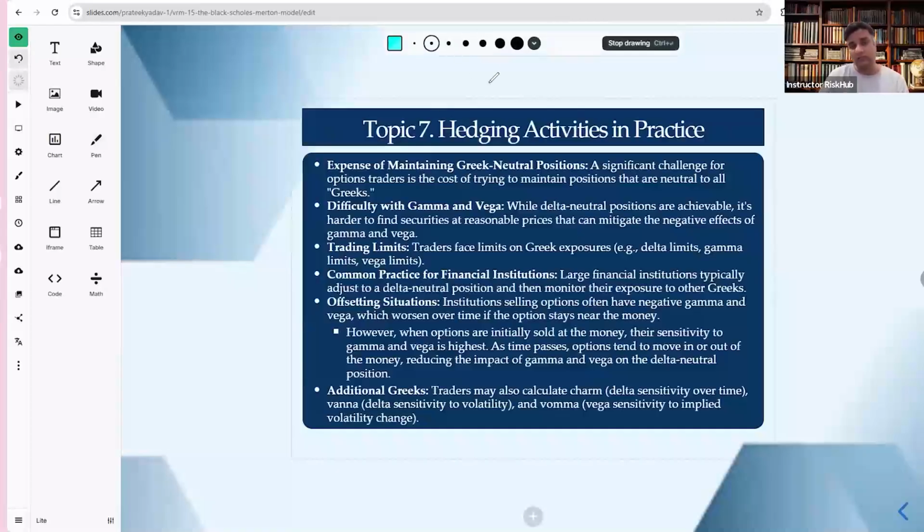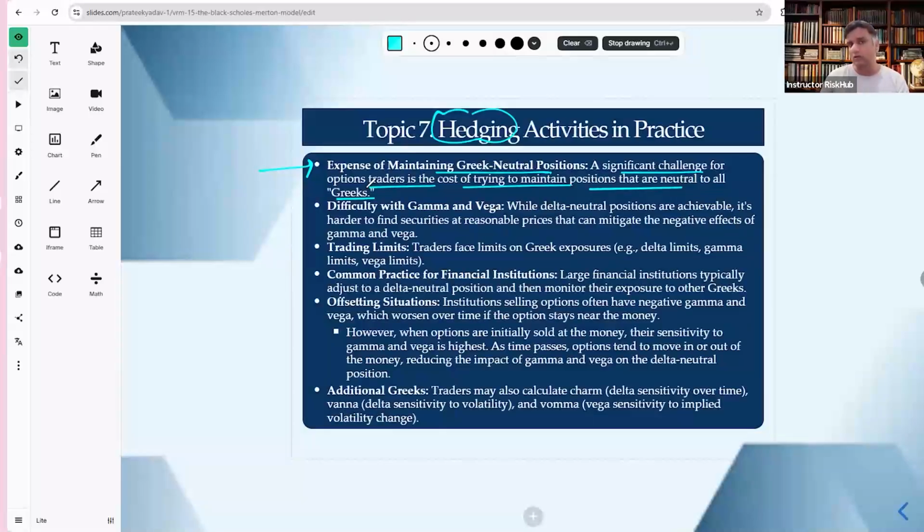Hedging activities in finance. Hedging is important. The expense of maintaining a Greek neutral position: a significant challenge for an option trader is the cost of trying to maintain positions that are neutral to all Greeks. Not easy, guys. You cannot make all Greeks neutral, right? If you try, the cost will be so high that the trade will become inefficient.